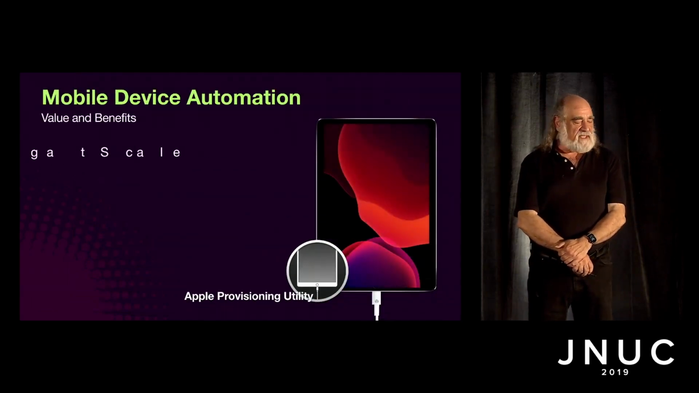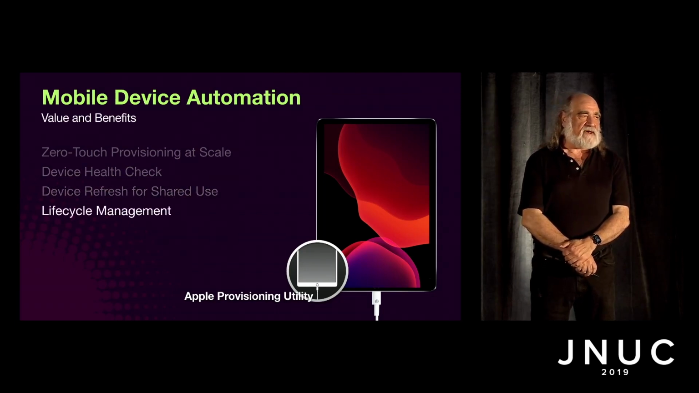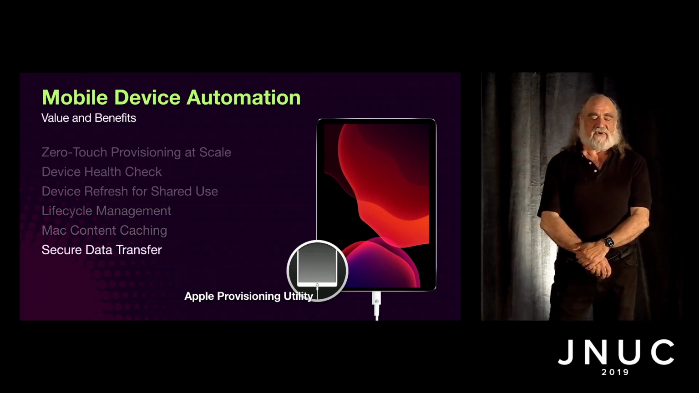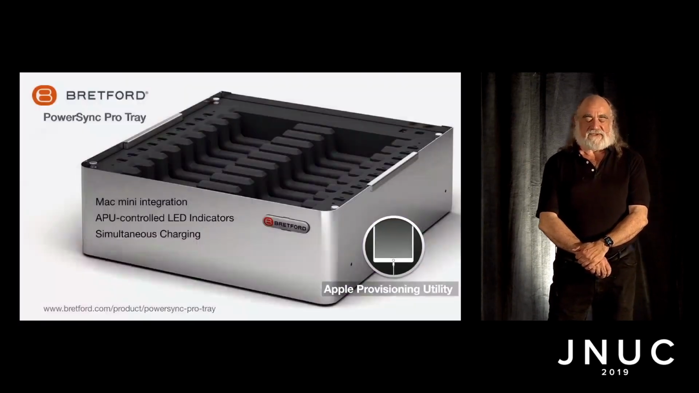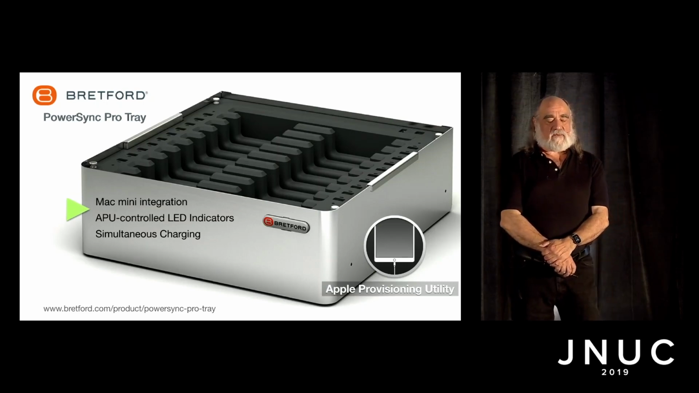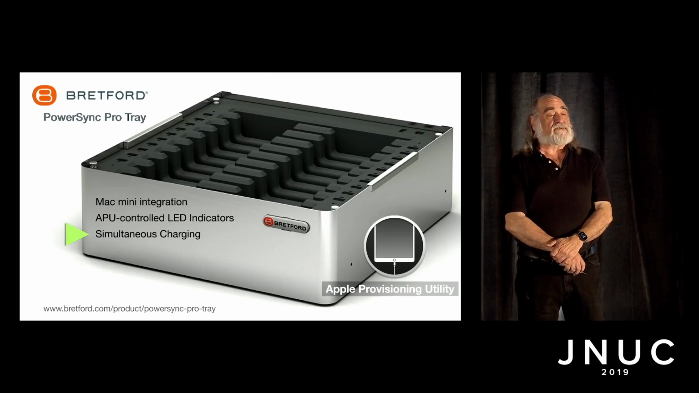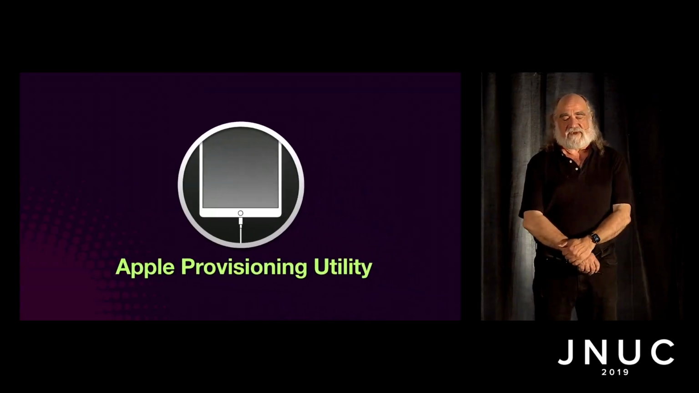So the whole concept behind mobile device automation is very valuable because it can take the grunt work away from having to do this kind of thing manually, and it gives you a consistent output and allows you to scale and do a lot of volume with this tool. Bradford has just announced that they have a new cart that works with APU. It has a Mac Mini built into it, and it will work directly with the Apple provisioning utility to control the lights on the cart, and it also does simultaneous charging. So it's a self-contained unit that you put there and then somebody can use.